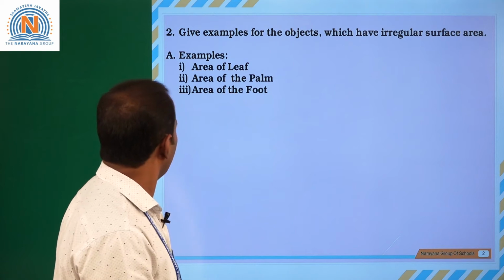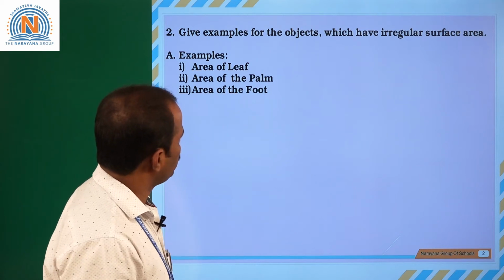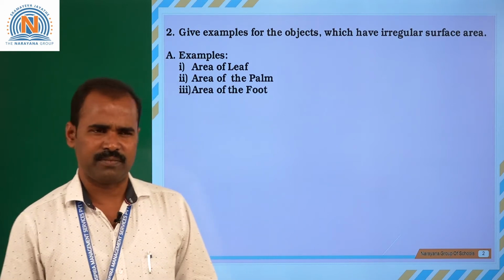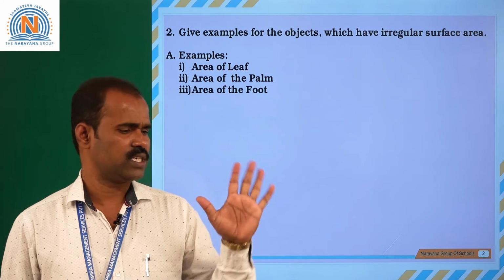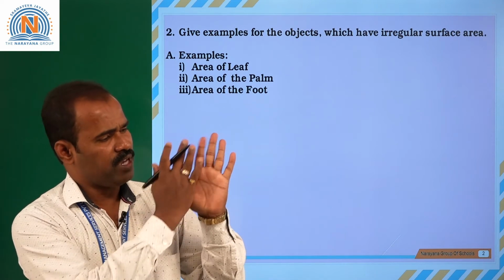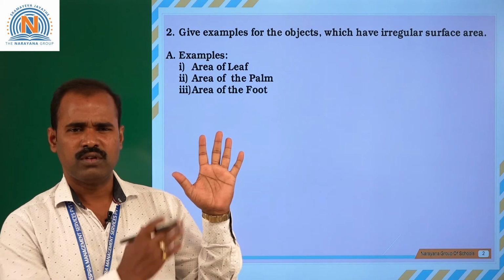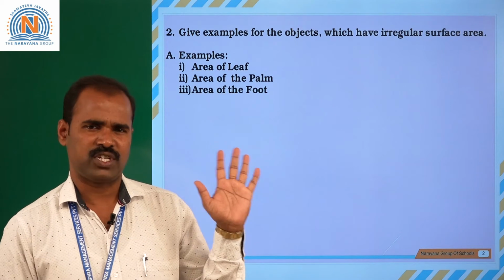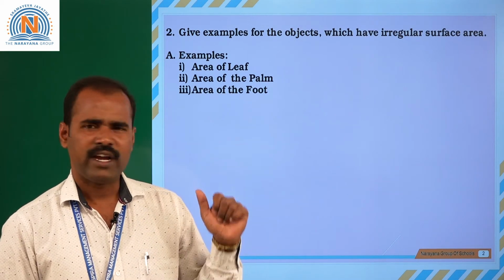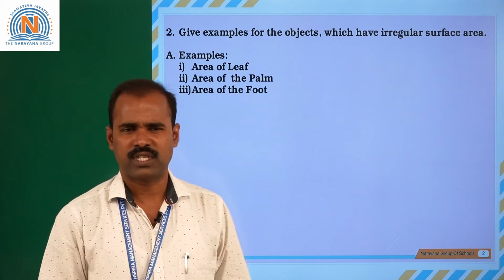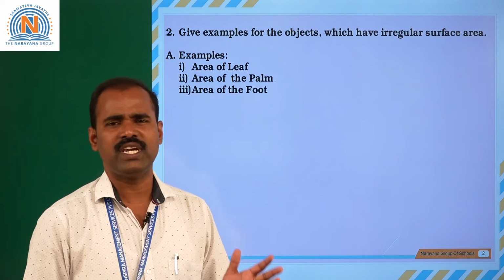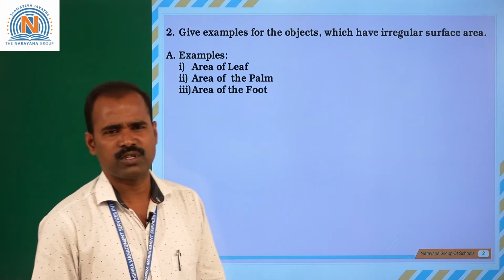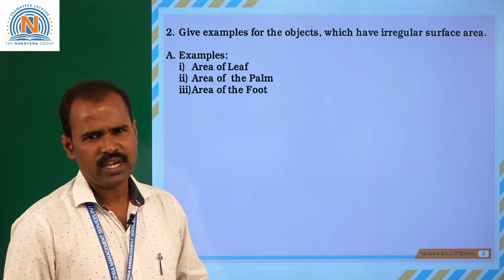Next question, give examples for the objects which have irregular surface area. Examples: see, the surface of the palm is irregular, we are unable to calculate its surface area with our mathematical formulas. Similarly, the surface of the foot, and also the surface area of the leaf. You can give n number of examples for the irregular surface areas of objects.